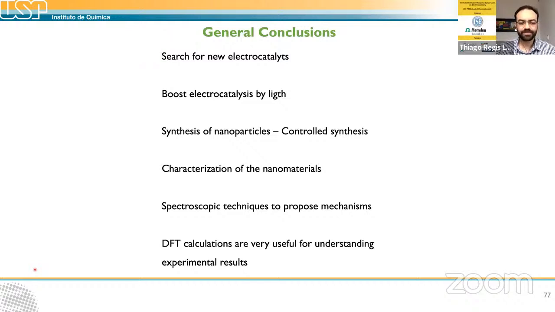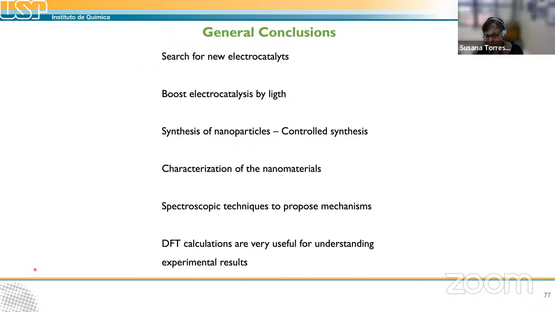Yes, this is a very good question. I think, for example, in electrocatalysis, normally you have to compare materials and you have to compare the performance of the material. I like to normalize by the electrochemical area, but sometimes it is very difficult to determine the electrochemical area. So it depends on the material that you have.